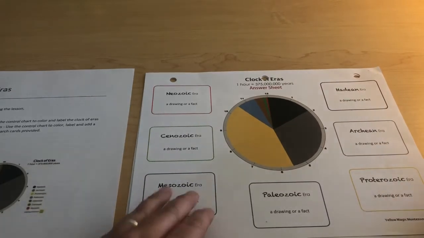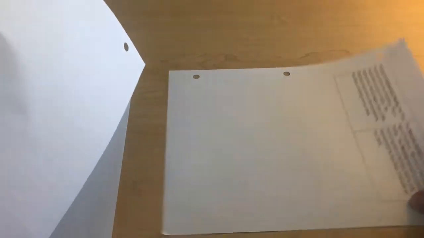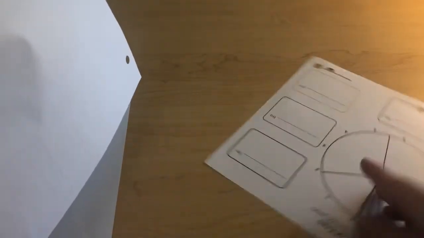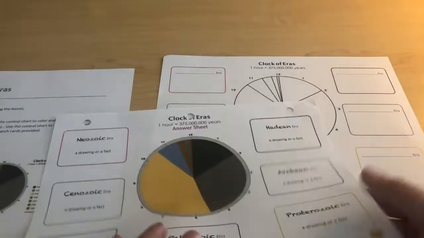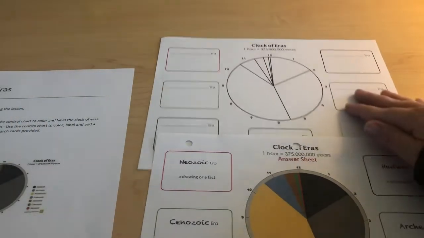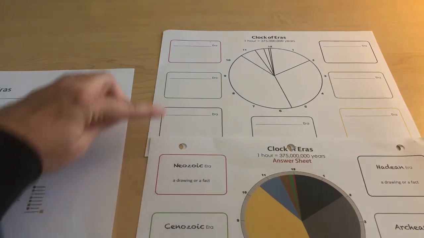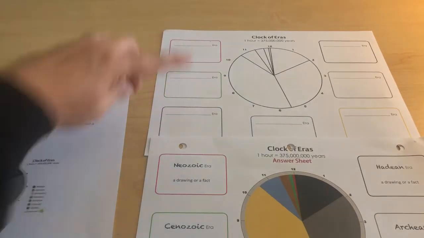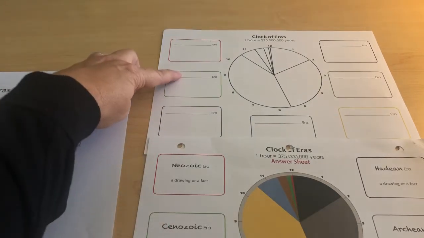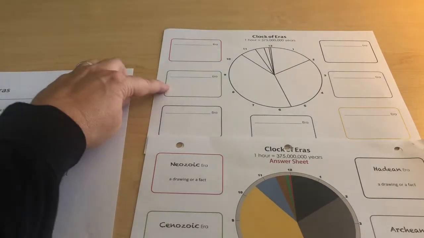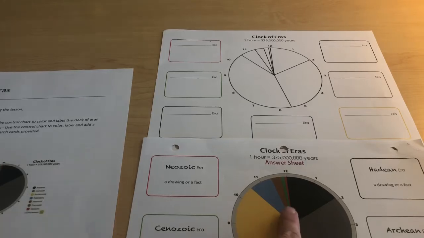Here's your control chart. If I flip it over, here is my very own clock of eras. So you can use your control chart to write the names of the eras. So Cenozoic era, Cenozoic era, and the colors match, and they match on the control chart as well.